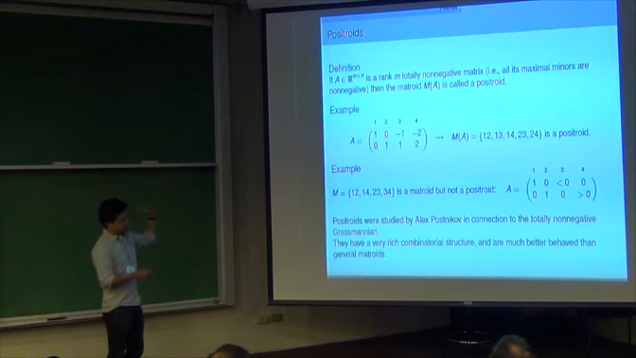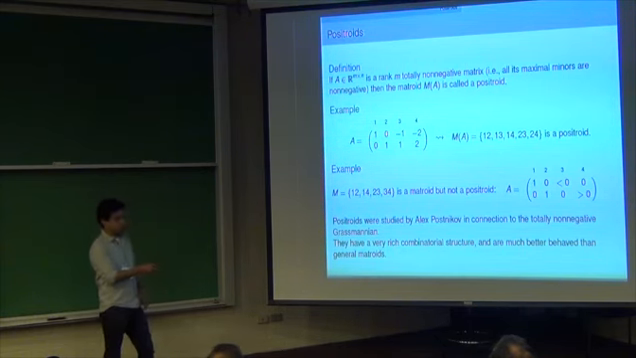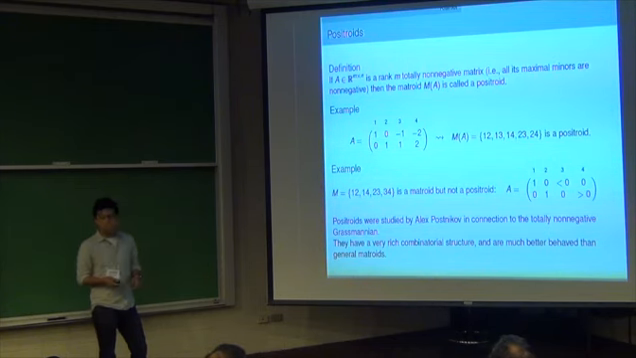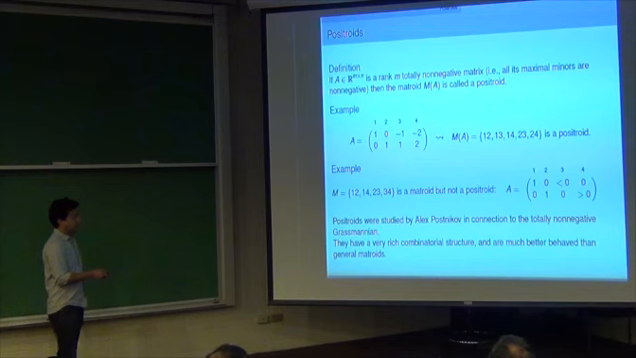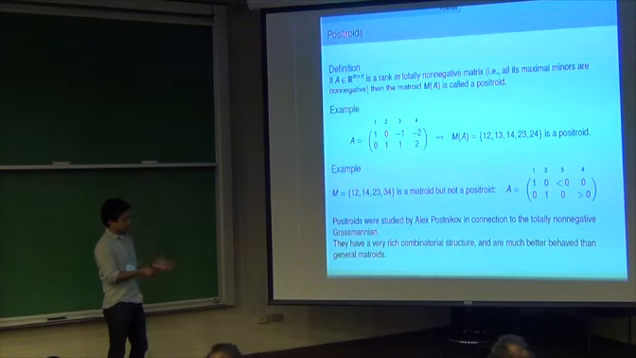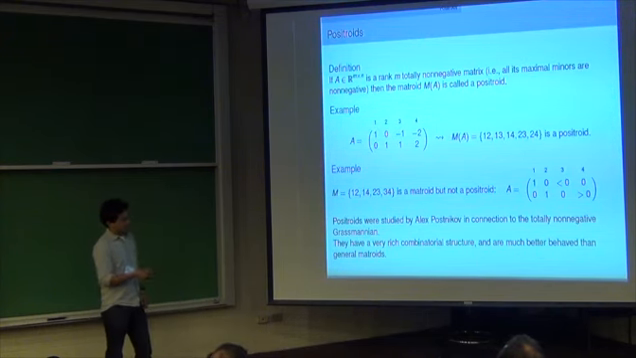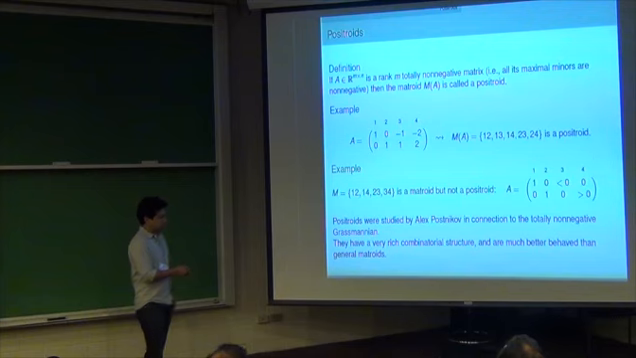Positroids give you a stratification of the totally non-negative Grassmannian, and you can study the totally non-negative Grassmannian by studying these positroid cells in the Grassmannian. And in his study of the totally non-negative Grassmannian, he showed that positroids have a very nice, very rich combinatorial structure. I'll say a little more about this.